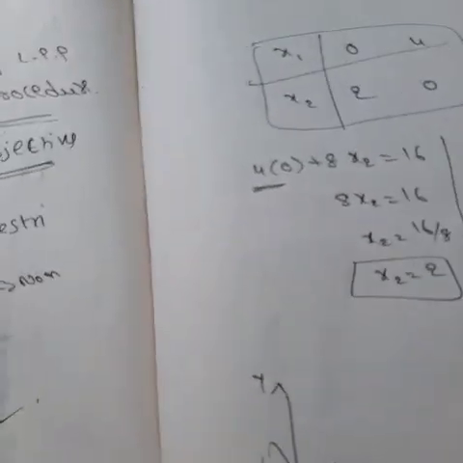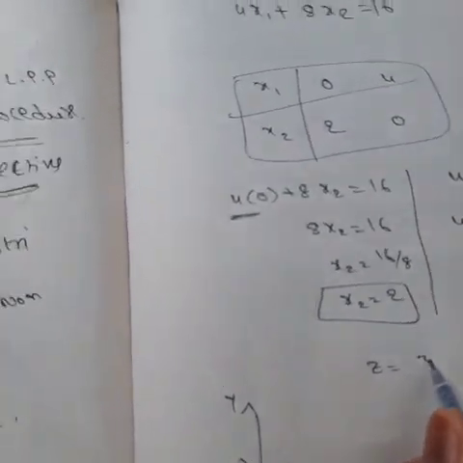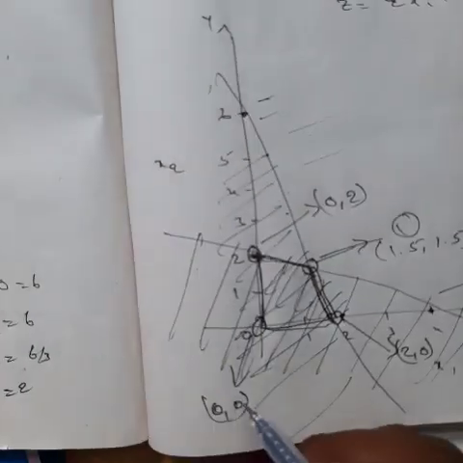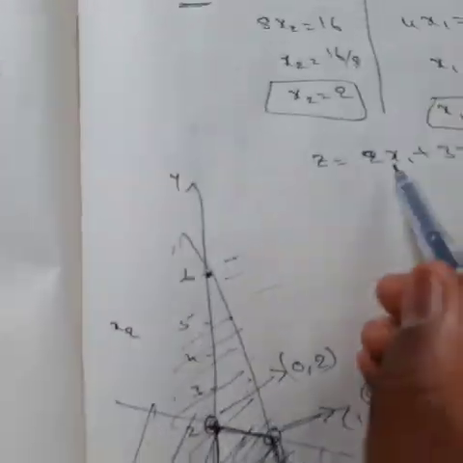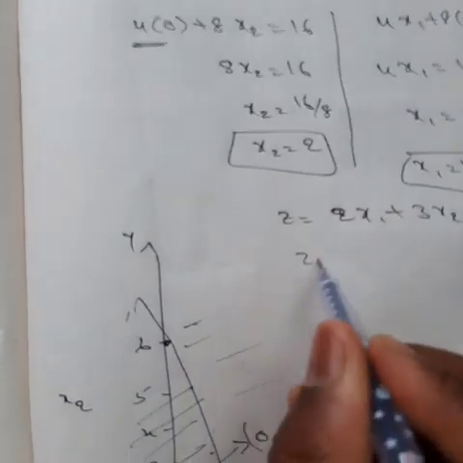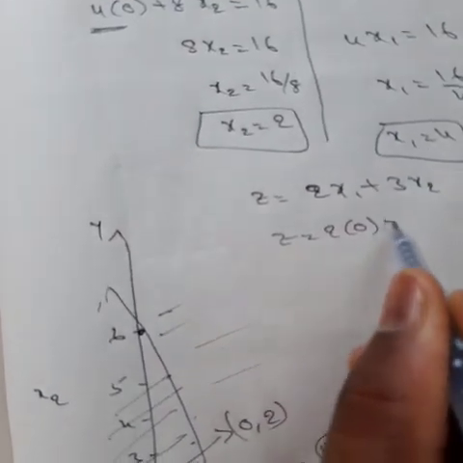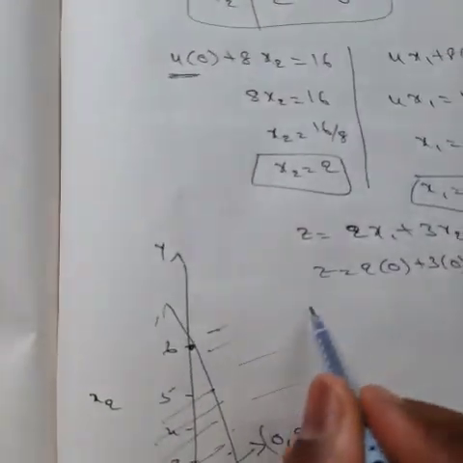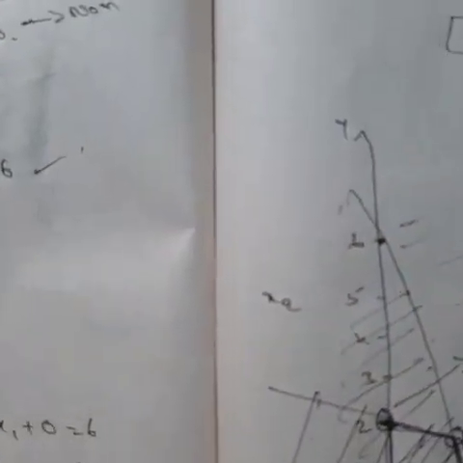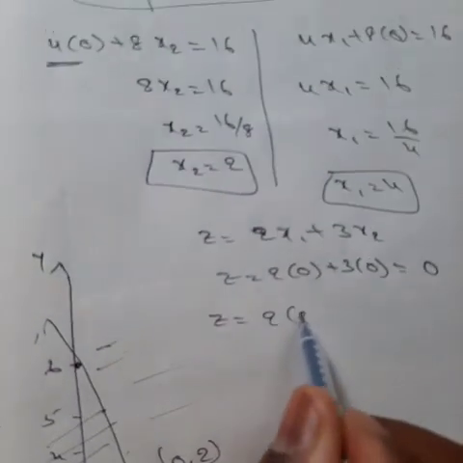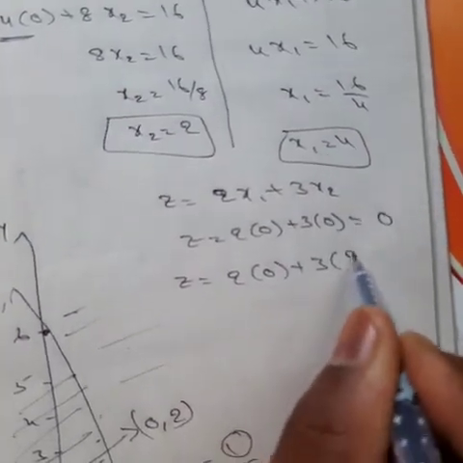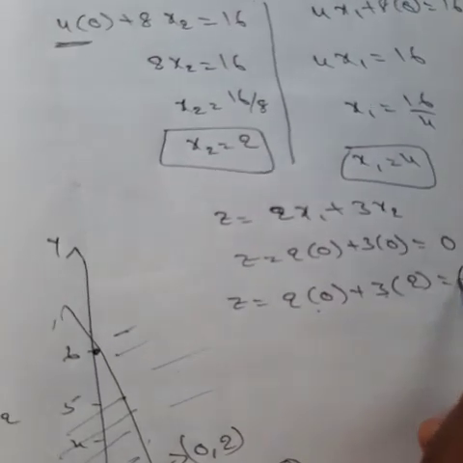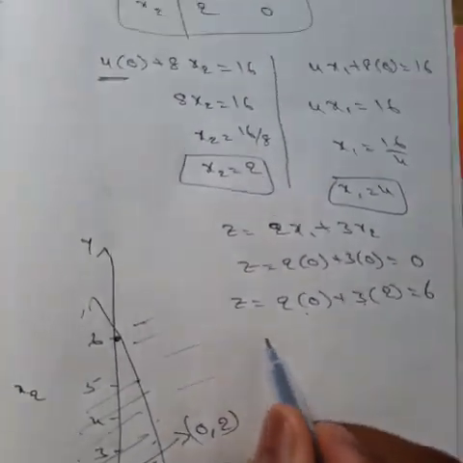So z equal to 2x1 plus 3x2. The first point is 0, 0. Since those are 0, 0, the value will be z is equal to 2 into 0 plus 3 into 0, then it will be 0. So next point, let us consider 0, 2: 2 into 0 plus 3 into 2. So 2 into 0 is 0, 3 into 2 is 6. So the value is 6.